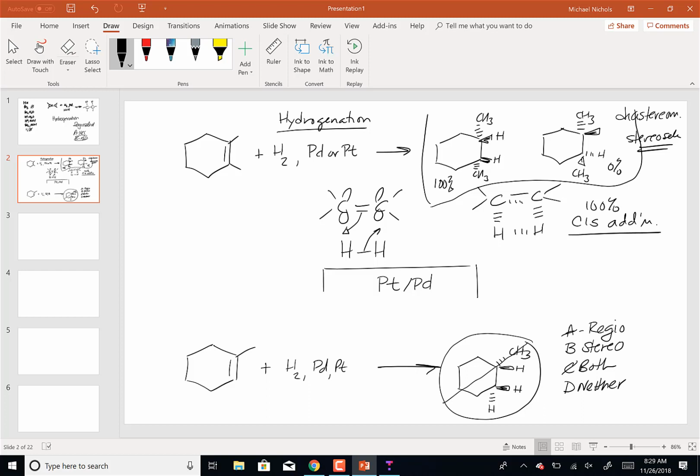Remember, the mirror plane cuts through. Whenever you have a monosubstituted, I shouldn't say remember, because that was a long time ago that we talked about stereochemistry. But when you have a monosubstituted ring, there are no chiral centers because the mirror plane cuts through the molecule.